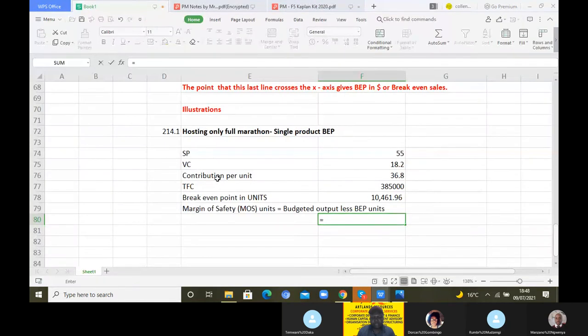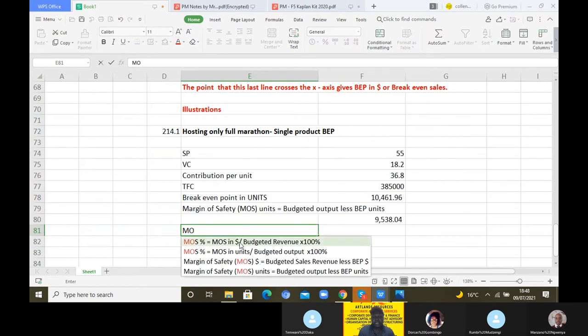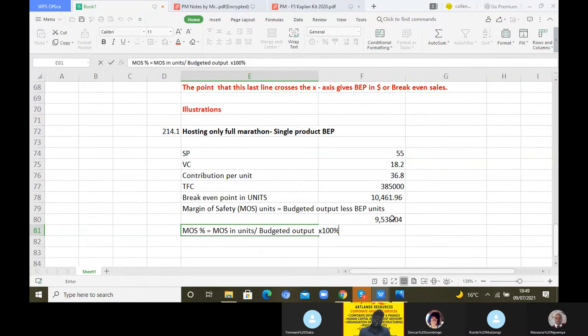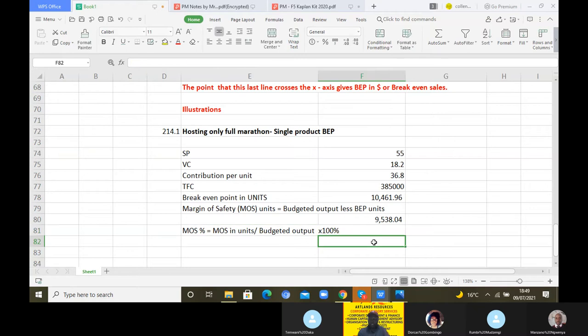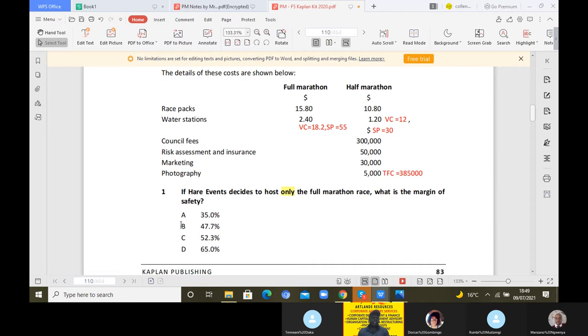So you are now saying equals 20,123 minus break-even point, which is this. So margin of safety is 9,538. Then you say MOS percentage. If you now need MOS percentage, you are simply saying this margin of safety over budgeted output, meaning 9,538 divided by budgeted output, 20,123. And you give your answer as a percentage. It's 47.7% or 48, whichever way you want to put it. You check if your answer is there, 48% is the answer to question number one. Yes, 47.7%. So the answer is B. That's your margin of safety.